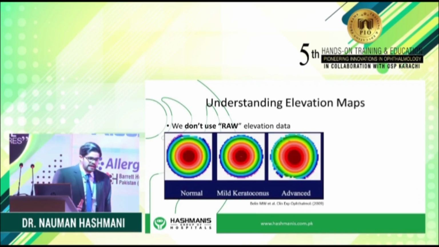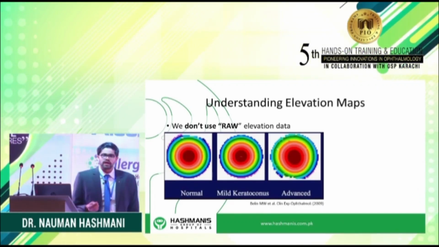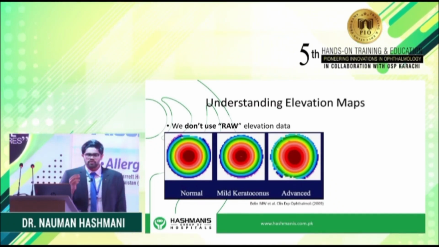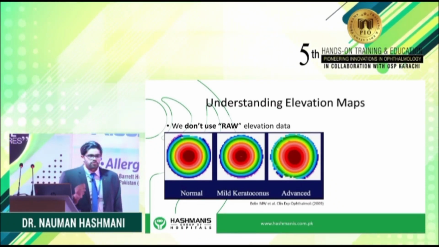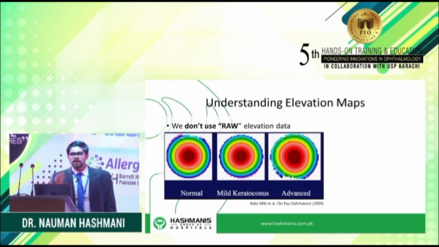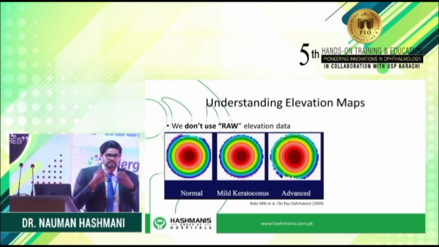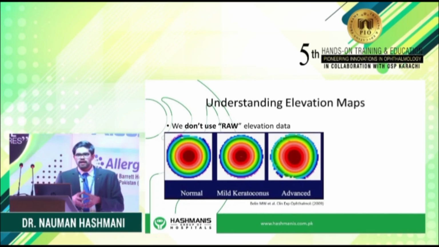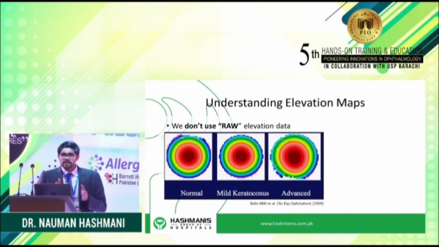Right? Now we need to understand what exactly we are looking at when we look at an elevation map. You need to remember that you are not looking at raw elevation maps. The machine takes in a lot of data, but you are not looking at the raw data. If you were looking at the raw data of the machine, you would see this: the normal, mild, and advanced keratoconus do not look different.